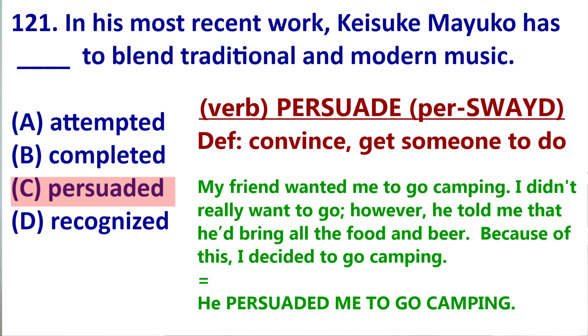Now, we're going to eliminate this, but let's look at why. It says, my friend wanted me to go camping with him. I didn't really want to go. However, he told me that he'd bring all the food and beer. Because of this, I decided to go. He persuaded me to go camping.